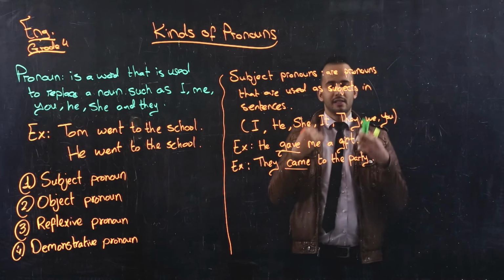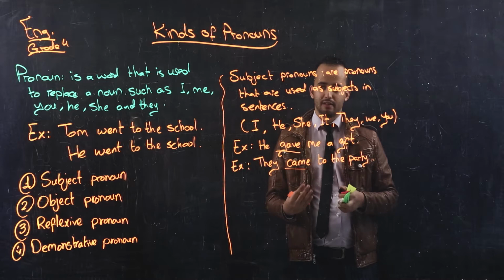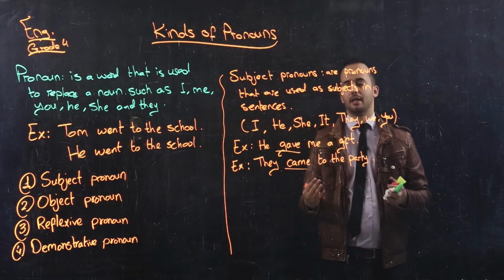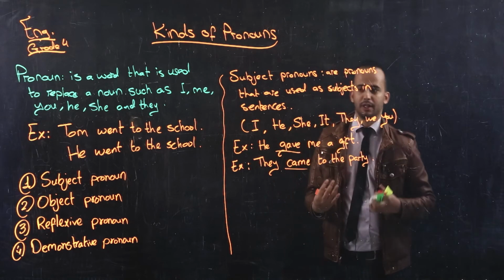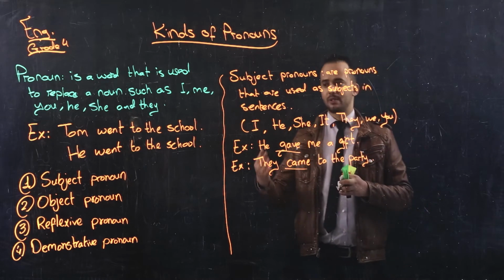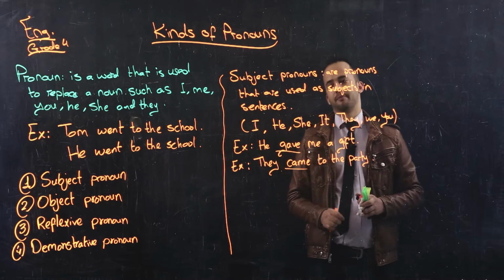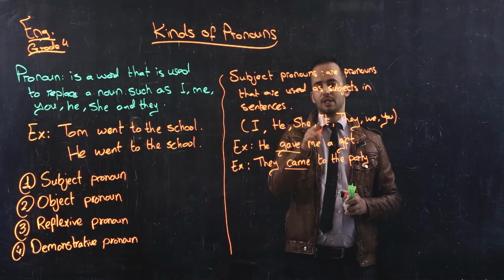So instead of just saying my name when I talk about myself, I can just use the pronoun I, okay? I am a teacher, for example. Okay, I am teaching now. So I have used I instead of my name. Now, what about he, she, and it?